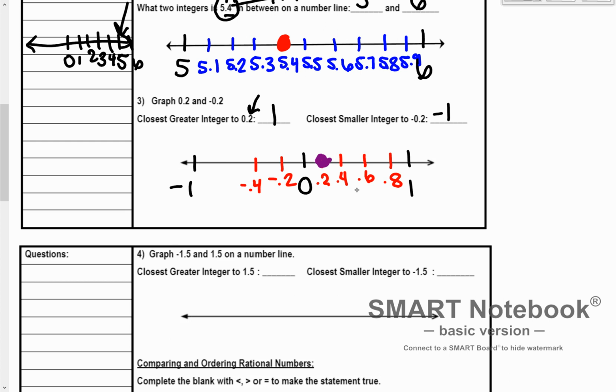Negative 0.4 would be my next one. Negative 0.6. Negative 0.8. I'm going to put a nice big dot on negative 0.2 because that's the one we were supposed to graph.